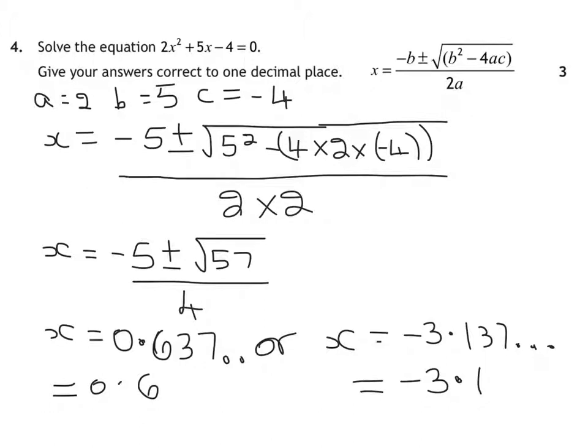Okay, marking scheme. You get your first mark for correctly substituting in. You get your second mark for getting the square root of 57, or getting 57 inside there. And you get your third mark for your 0.6 and your minus 3.1.